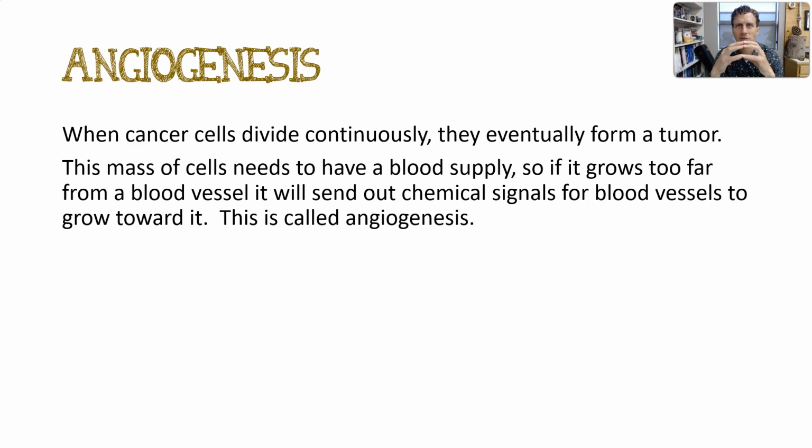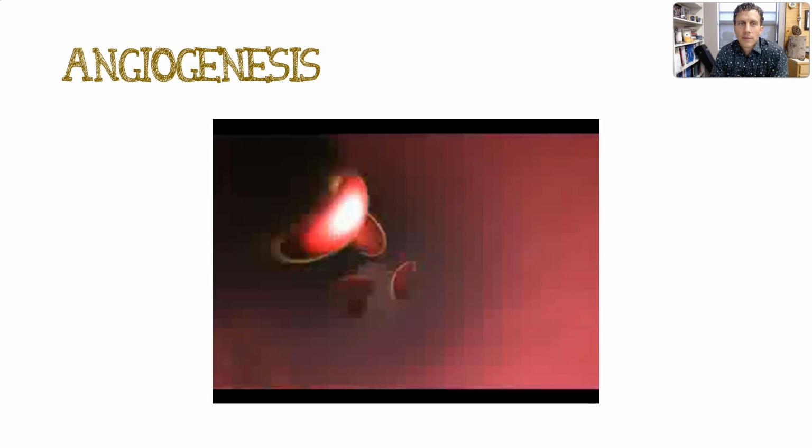Cancer cells are very fast dividing cells. They're very hungry cells. They actually need a lot of sugar. So one of the reasons we try to minimize sugar is cancer cells devour sugar about 10 to 20 times more than your regular cells. And so the tumor will send out signals for new blood vessels to grow toward it. And we call that angiogenesis.